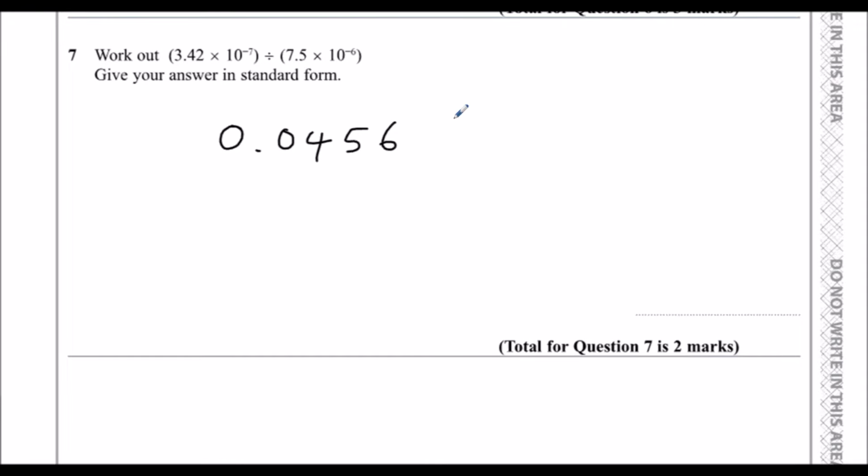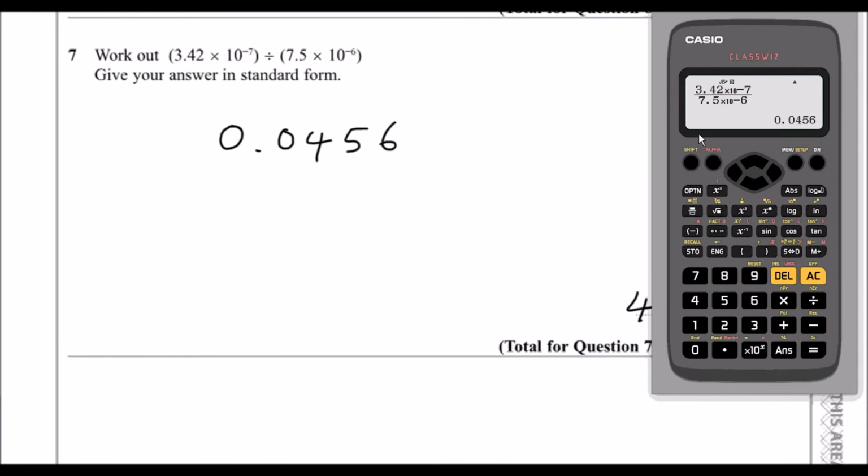But we need to give our answer in standard form, so we can't leave it like that. We need to write it as a number between 1 and 10. So 4.56. And then times 10 to a power. What do you have to multiply? 4.56. How many times do you have to divide it by 10 to get 0.0456? 1, 2. So as we're going backwards, that's a negative 2. Divide it by 10 twice. So the power is -2.